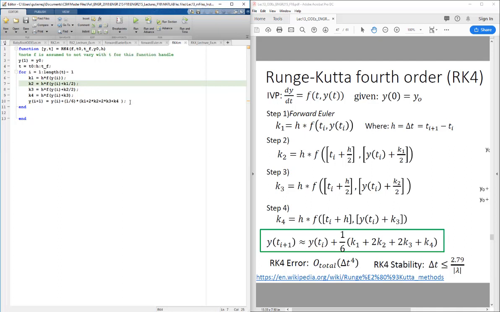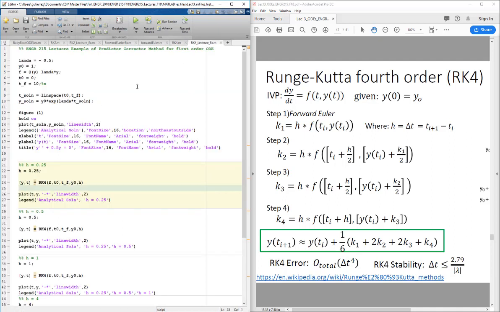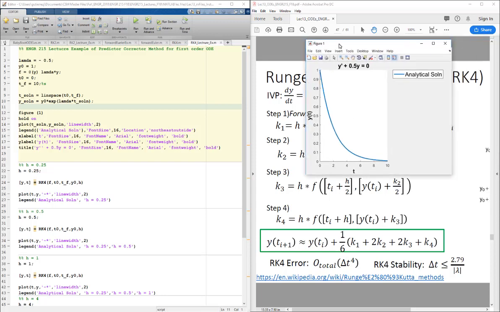user gives this function. The first step we will do is calculate K1 using forward Euler. We'll calculate K2, K3, K4, and then in the final step we'll say that y of i plus 1 is y of i plus the weighted average of these intermediate steps of this function evaluation.